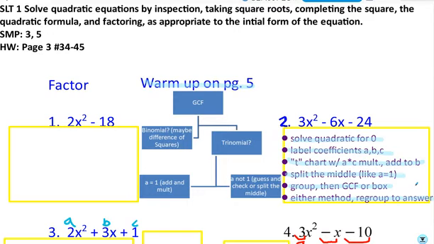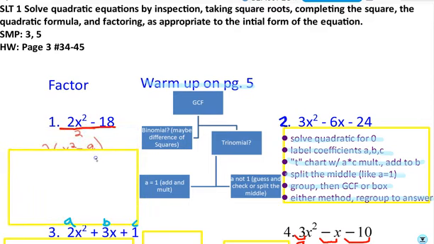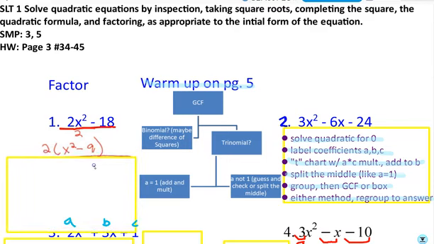For number 1, when I look at this quadratic, I can see it's 2x squared minus 18. If I go through the steps of the flow chart, I can see that there are 2 terms, and you can factor this by greatest common factor. 2 goes into both 2x squared and negative 18. So I divide both terms by 2.